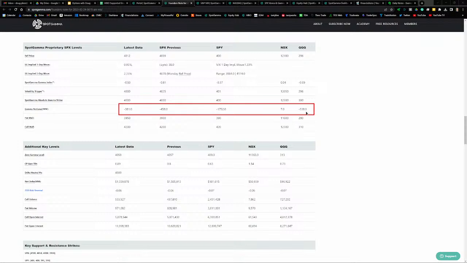So these levels did change from yesterday, and they all became less negative. Yesterday, SPX gamma notional was minus 606, and today it became less negative, at minus 381. And yesterday, SPY gamma notional was minus 2116, and today it's minus 1752. And finally, QQQ yesterday gamma notional was minus 714, and today it is minus 538.